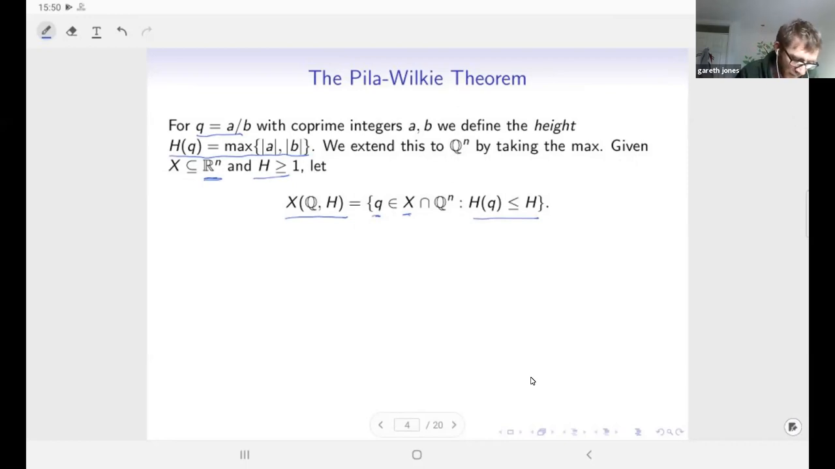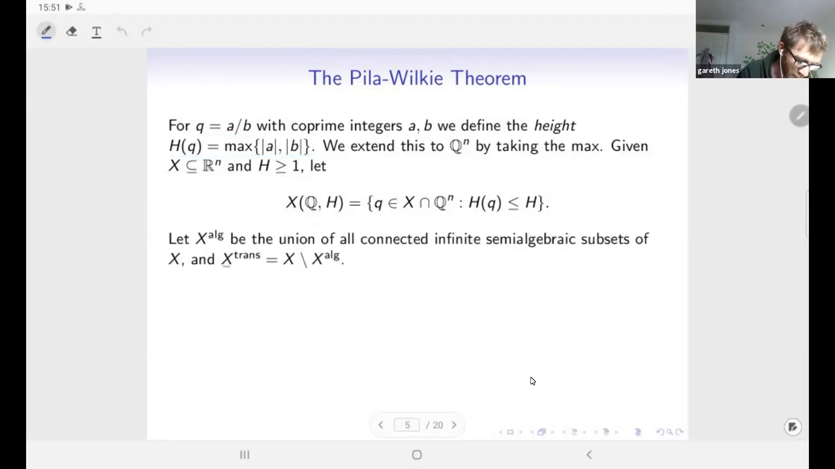Now the aim of the Pila-Wilkie theorem is to give good bounds on the size of this set when X is definable in an O-minimal structure. But there's an obstruction to that, because this set X could be, say, the real line, and then it will contain lots of rational points. Or more generally, it could contain a rational line or a curve or something. So we define the transcendental part of X to be X with all the algebraic part taken away, and the algebraic part is the union of all connected infinite semi-algebraic subsets of X. Semi-algebraic means definable in R bar. So we take all the algebraic things that are contained in our set and we remove them.